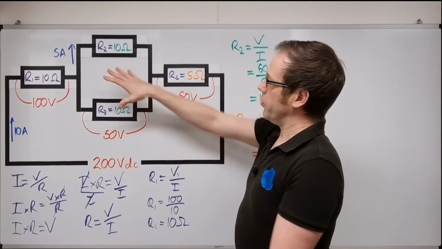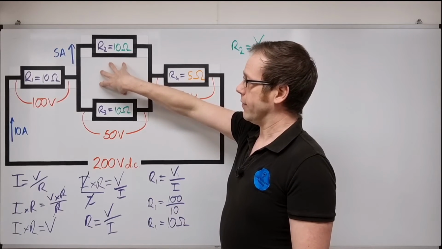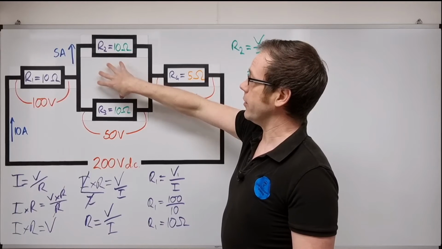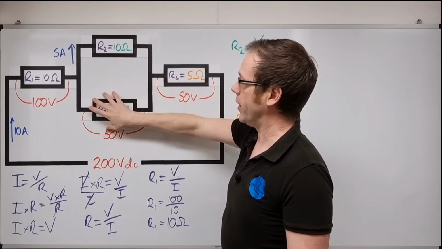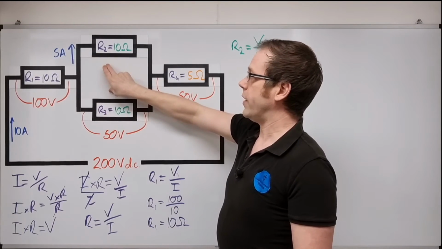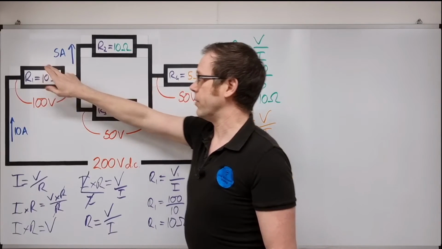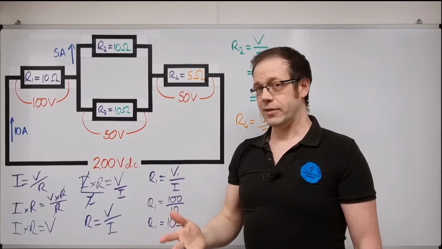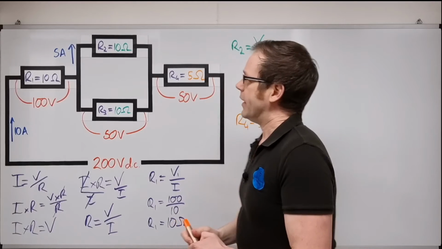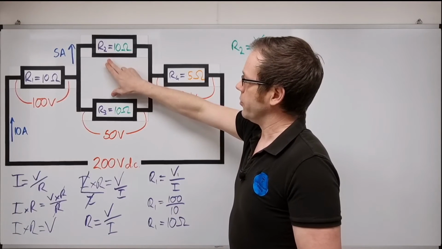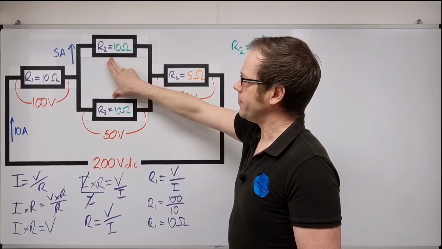So for this question, we've got to figure out what this parallel part is first, because what we can essentially do is replace this parallel part of the circuit with one value of resistance, which will then just give us 3 resistances in series with each other. So let's do that first of all. What will the total resistance of this section be here?